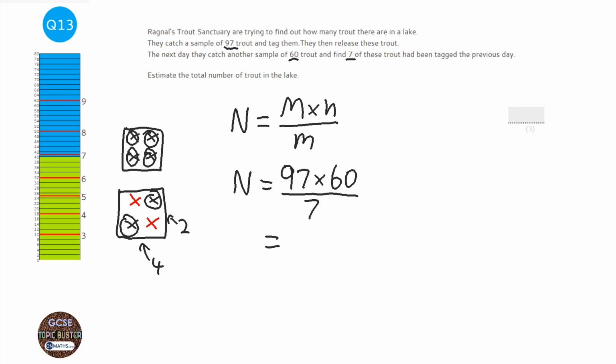All you need to do is type that into a calculator, which I've got handy. So it's 97 times 60 and then over 7. You often get a decimal. So I've got 831.428, blah, blah, blah. Now it says estimate the number of trout, so we have to have a whole number. So it's just going to be rounded to the nearest whole number. So that's 831.